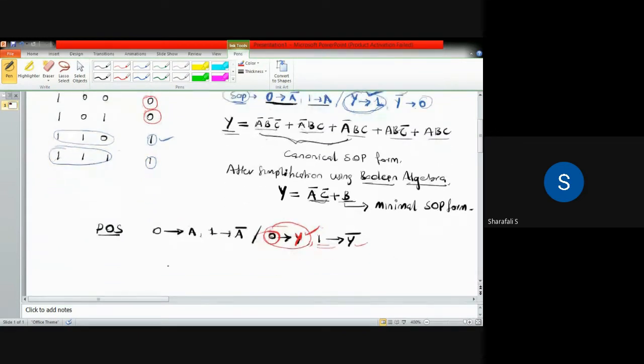So this will give, we will represent this, let's consider that expression first. Okay, so Y of ABC. Now we are talking about the output in terms of POS form. Okay, in POS form. So this is equal to, now we have to consider product of sum.